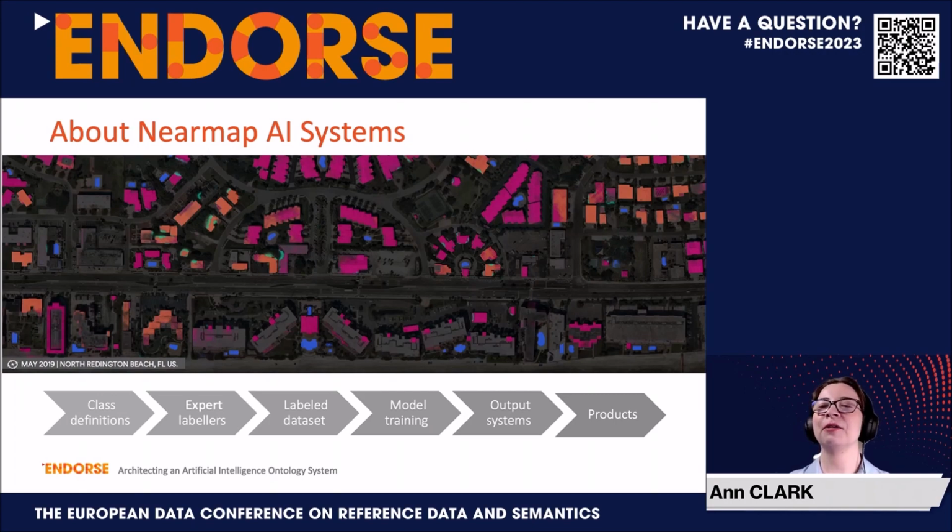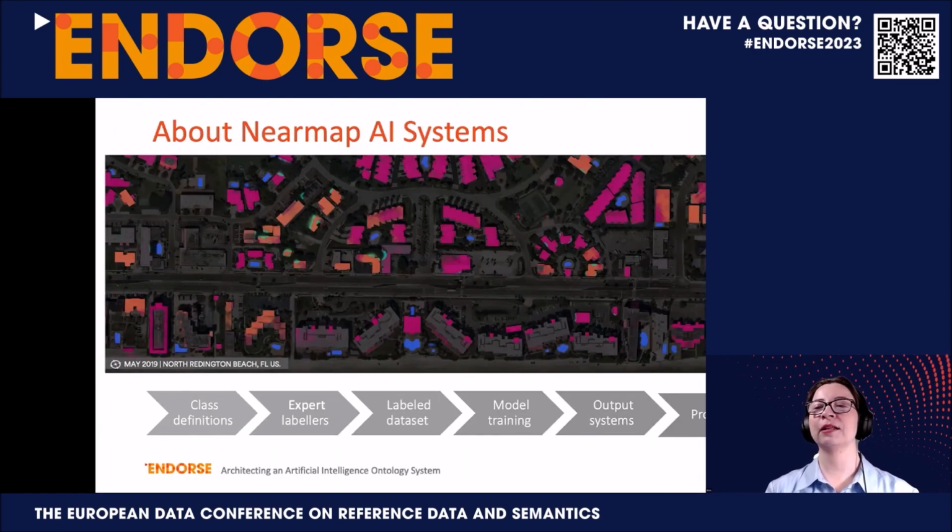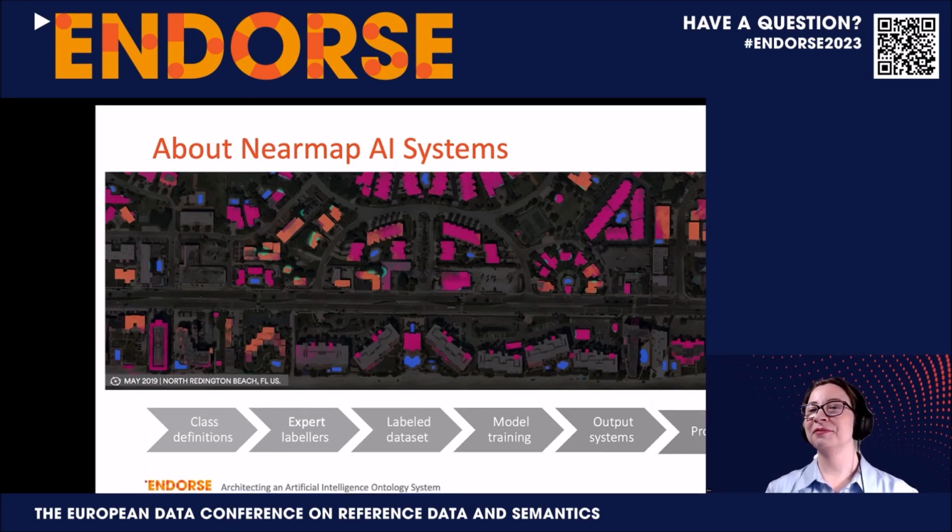Nearmap is an aerial imagery geospatial intelligence company that uses its own patented camera systems and processing software to capture wide-scale urban areas in the United States, Canada, Australia, and New Zealand. Artificial intelligence at Nearmap was launched in 2020.